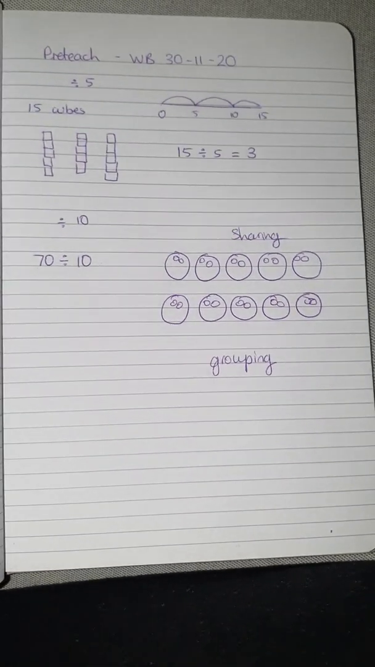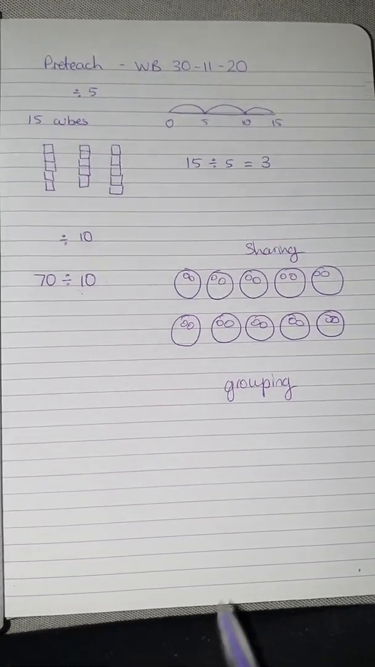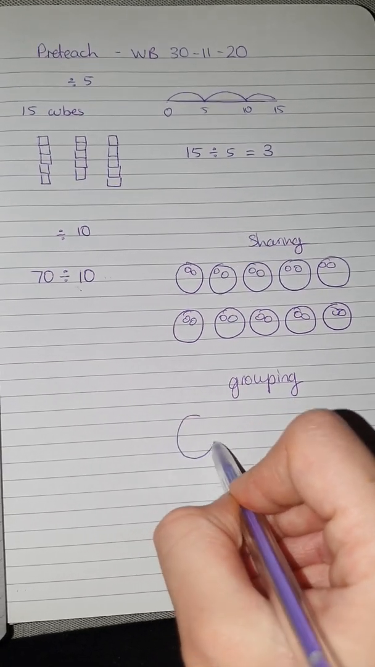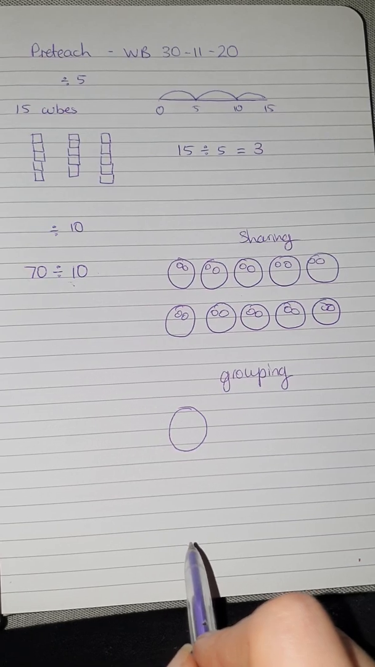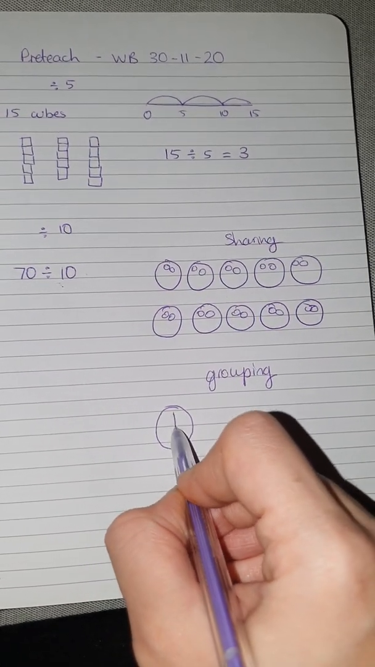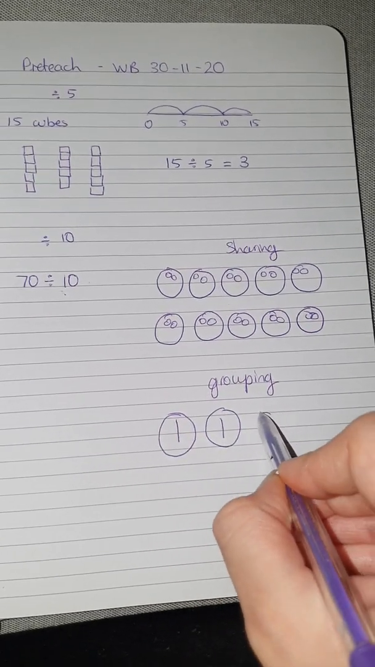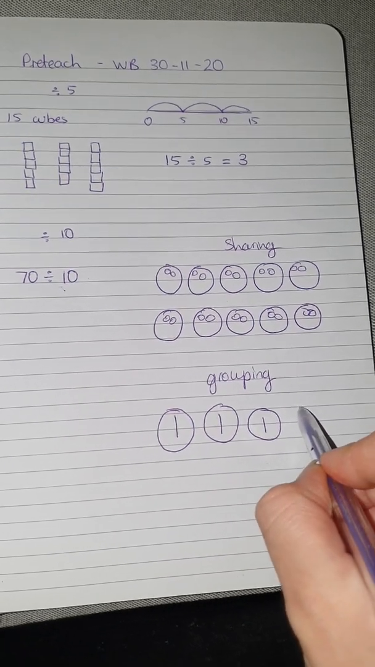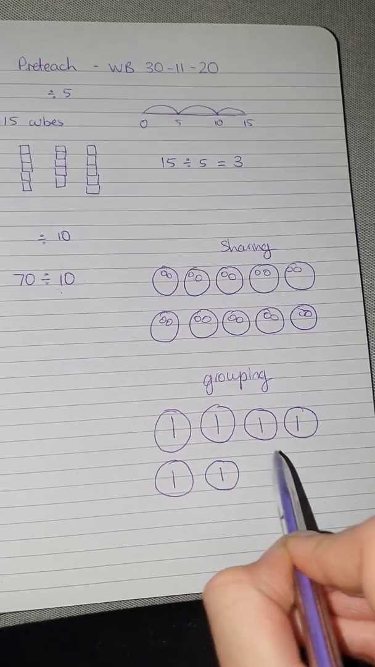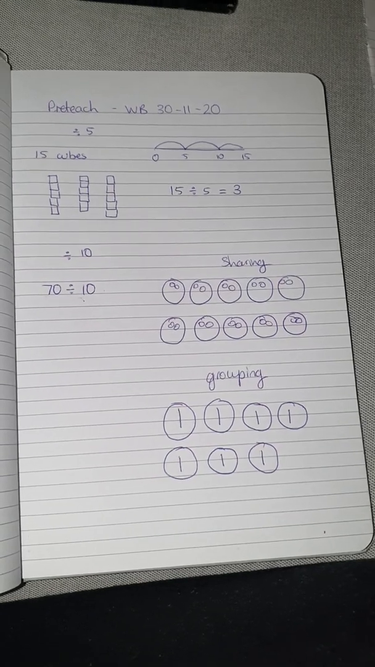So when we group something, we can put them in groups of 10. So let's see how many groups we will need to get to 70. So I want to group them in tens. So instead of drawing 10 counters, I'm just going to draw a 10 stick. That's 10, 20, 30, 40, 50, 60, 70.